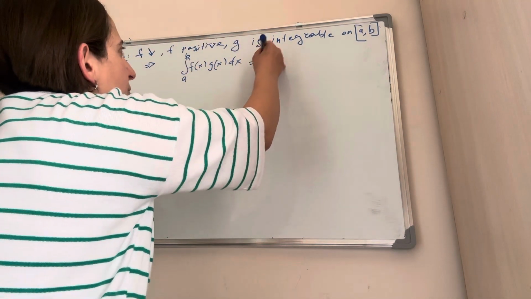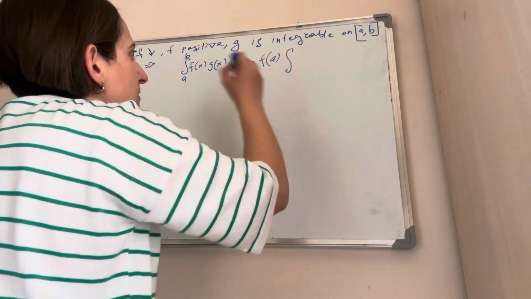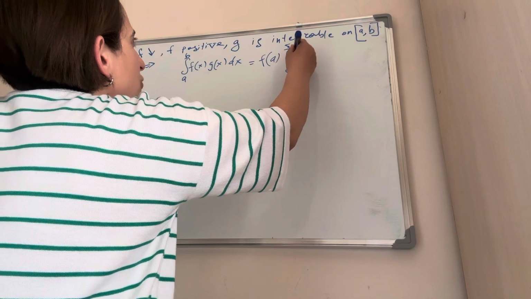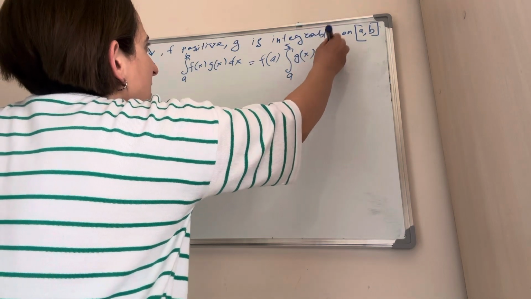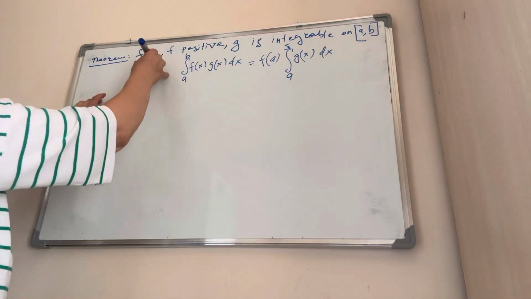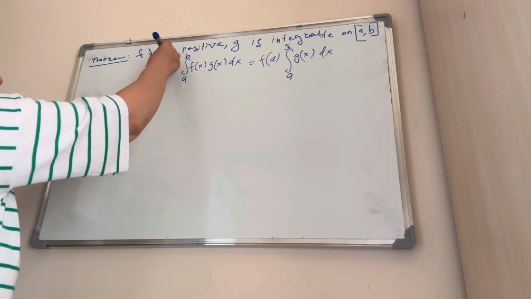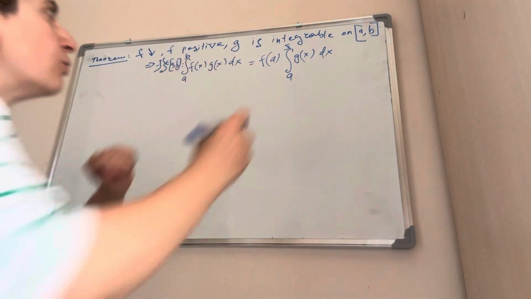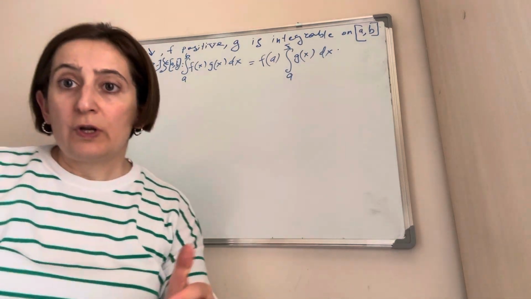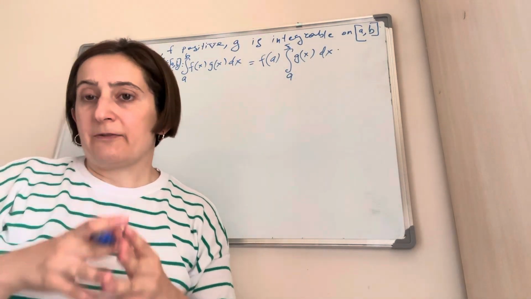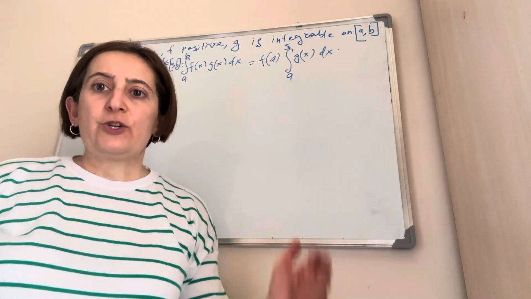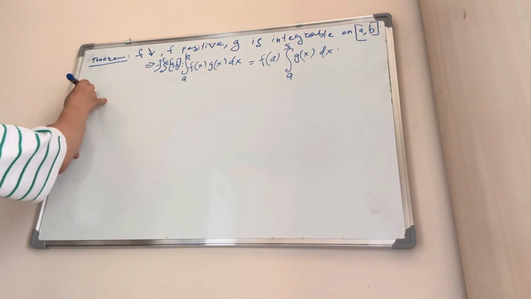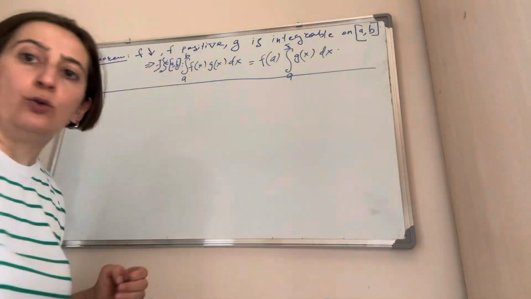equals f(a) times the integral from a to c of g(x) dx. And here there exists such c from [a, b] so that this equality holds. So the theorem states we will have some c for which the following is true. Now, first of all, let's make some notations.